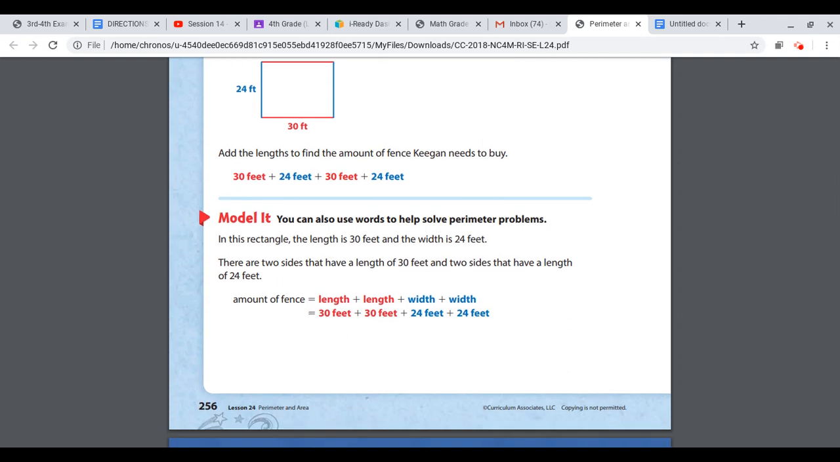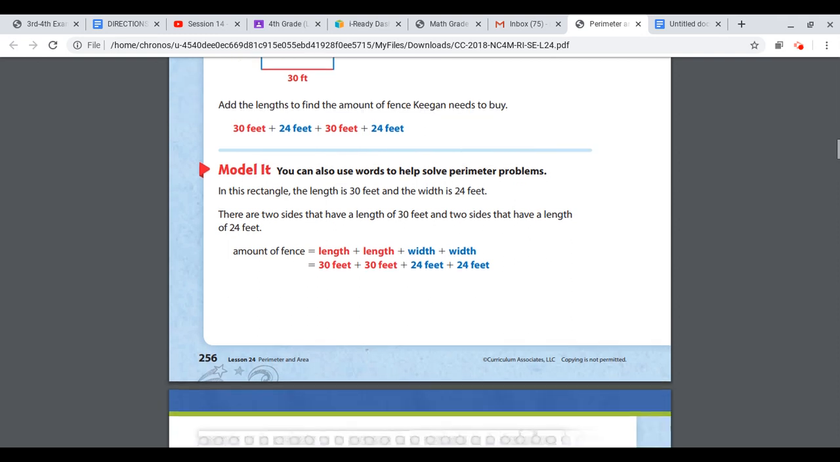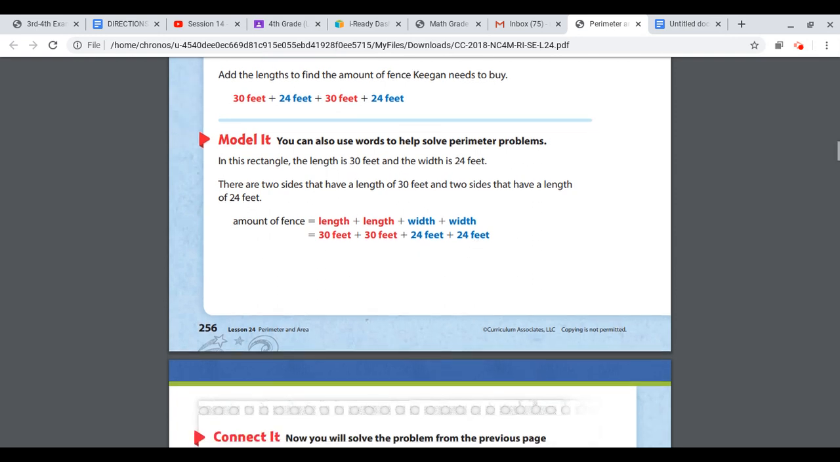Model it. This is a different way you can do this. You can also use words to help solve perimeter problems. In this rectangle, the length is 30 feet and the width is 24 feet. There are two sides that have a length of 30 feet and two sides that have a length of 24 feet. Amount of fence, length plus width equals 30 feet plus 30 feet plus 24 plus 24.